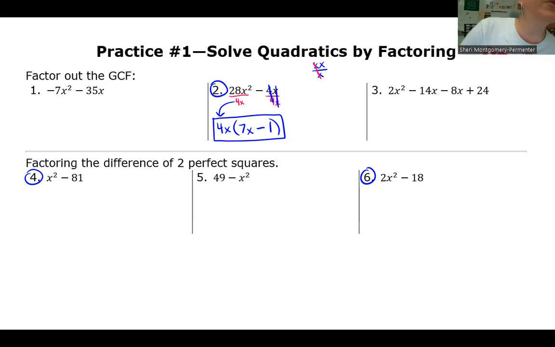9. So if you can rewrite it as something squared minus something squared, so this is the same thing as x squared minus 9 squared, then you're going to set up parentheses, and it's the same pattern every single time. The only thing that I'm going to write down is the base, not the square part. So it's going to be an x and a 9.